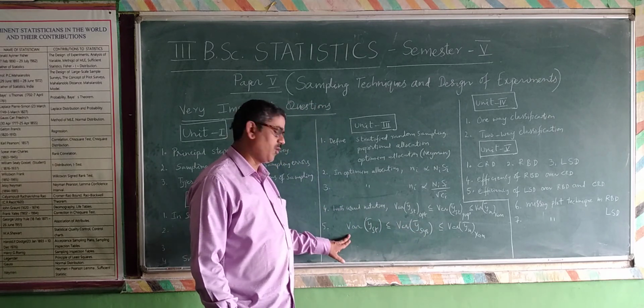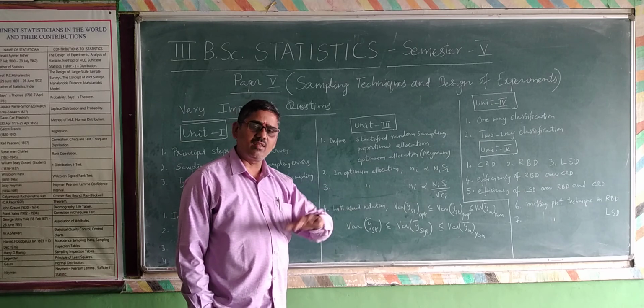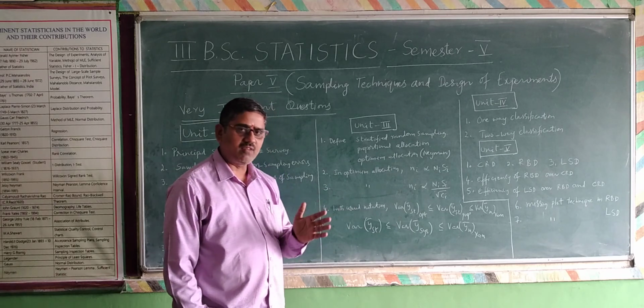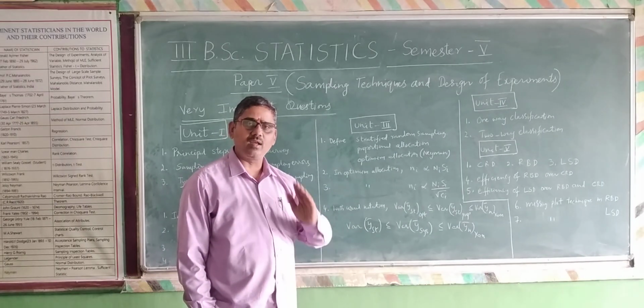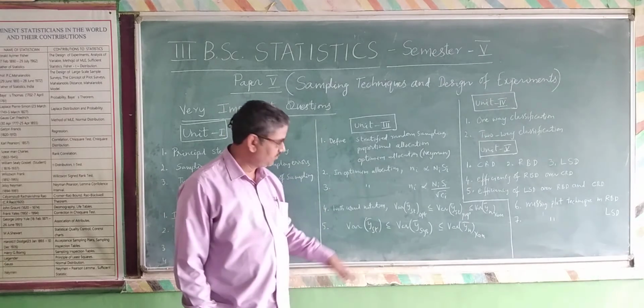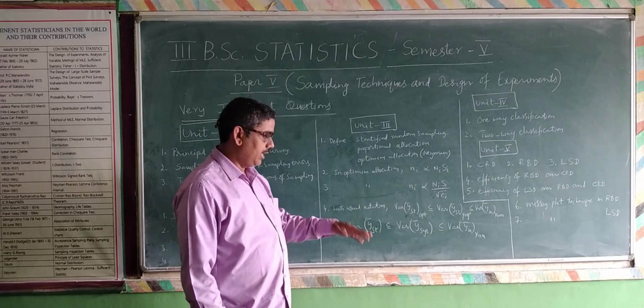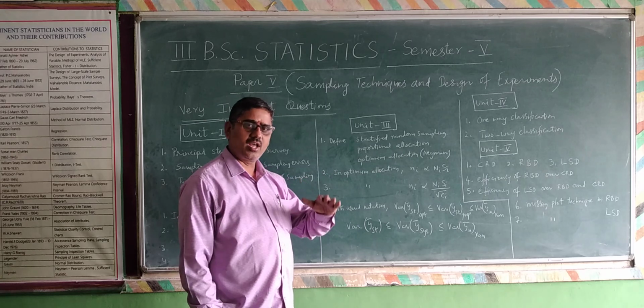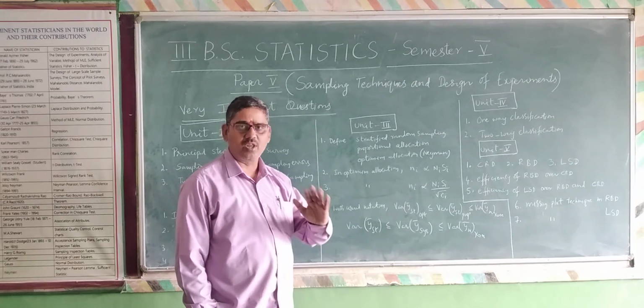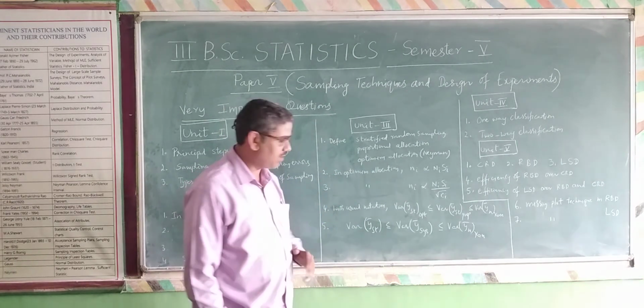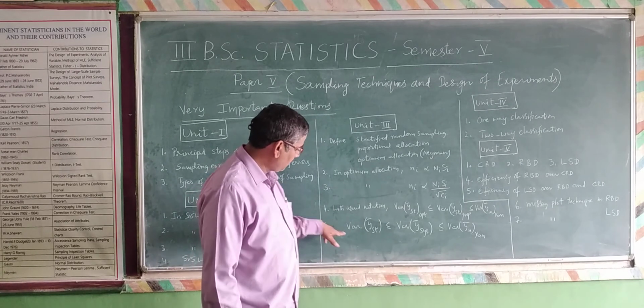And similarly, the next one: the comparison between the variance of sample mean in stratified random sampling, systematic sampling, and simple random sampling. It is given that the population follows a linear trend.